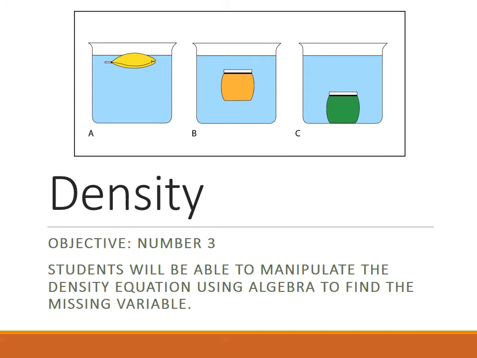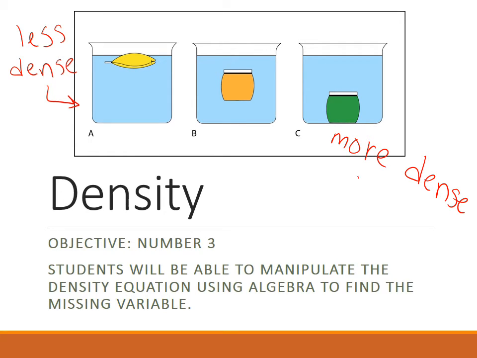So going back to the picture on the first slide, if we think about something being more dense, having more weight, we know that C would be more dense because it's sinking in the water, and A would be less dense. Let me draw my arrows, because it's floating in the water. And this would be in the middle. So it would be more dense than A, but less dense than C.